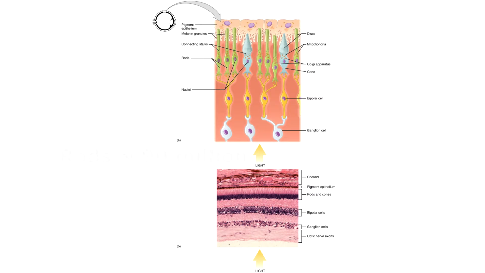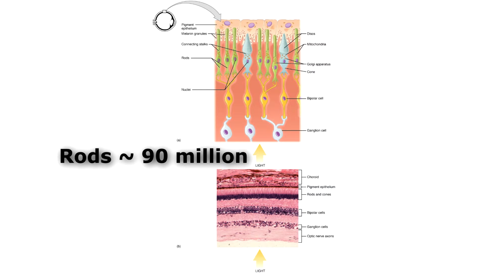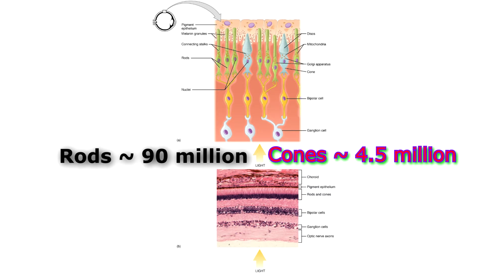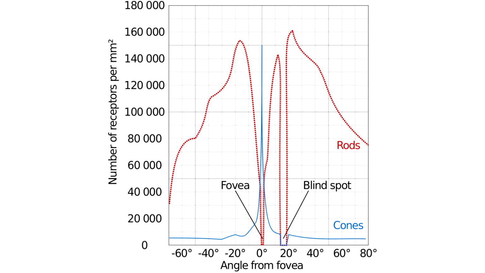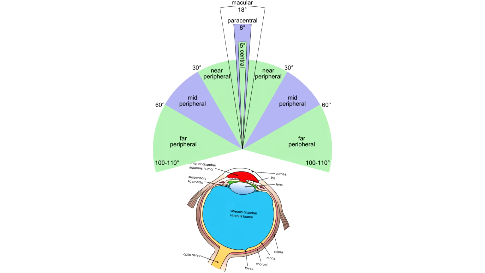The total amount of rods in the human retina is about 90 million, whereas the amount of cones is approximately 4.5 million. However, the cone density increases almost 200-fold at the center of the fovea. Due to this overrepresentation of cones in the fovea, the light-sensitive rods are more activated in our peripheral vision, which explains why it is easier to see objects in the darkness by not staring directly at it.